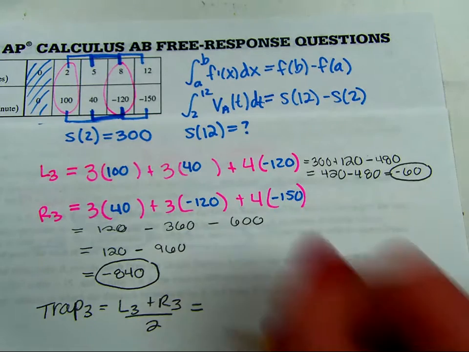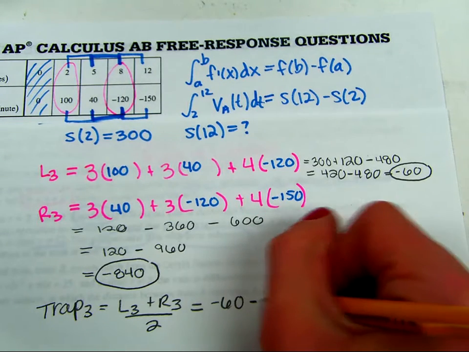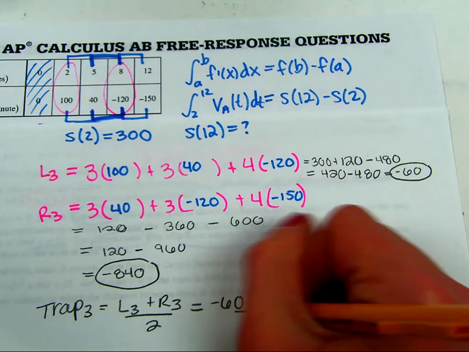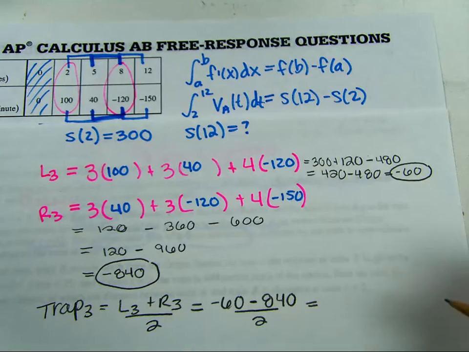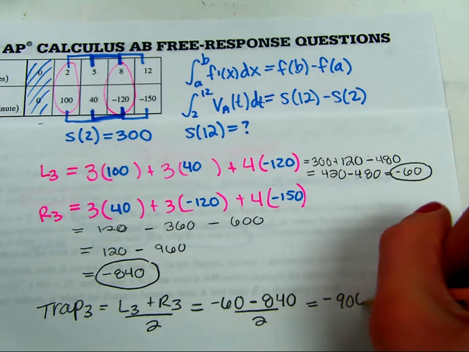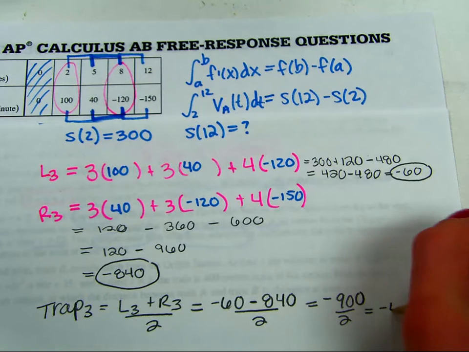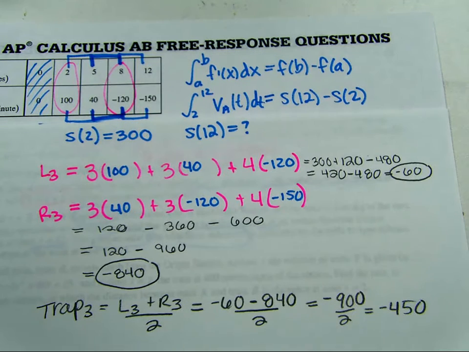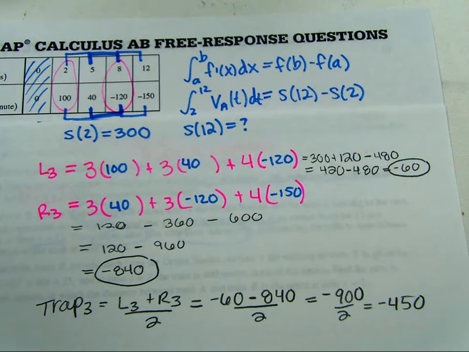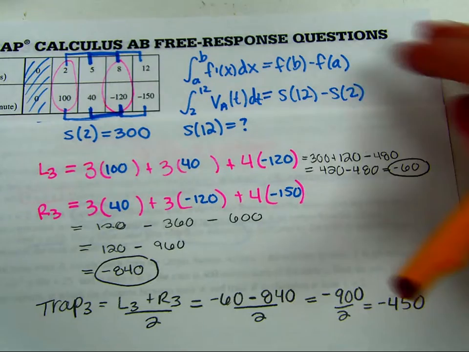Our left was negative 60, our right is negative 840. We've got to divide by 2. If we get that, we get negative 900 divided by 2, or negative 450, is our trapezoidal Riemann sum. So that should actually help us.